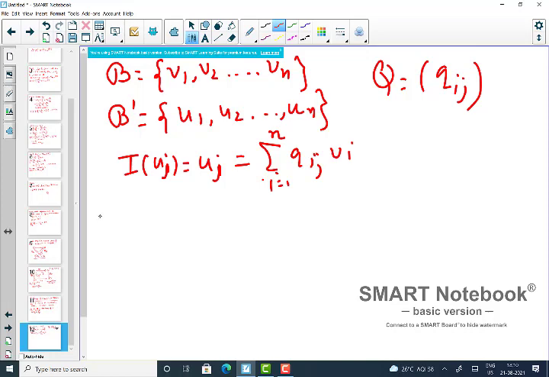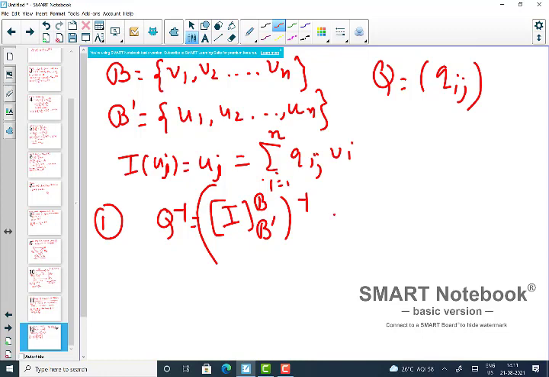Now what are the properties of Q? The first property is that Q is actually invertible, and why so? Because Q inverse, if it exists, has to be the matrix of I from beta to beta dash, and this is nothing but what we already showed in the last lecture, the change from beta to beta dash.